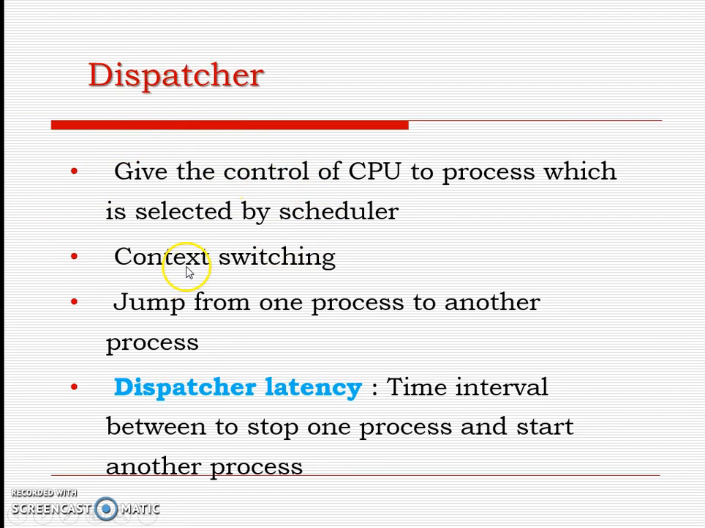Another important task of the dispatcher is context switching, which means switching from one process execution to another process execution. For switching, whatever is required is arranged by the dispatcher. Another one is jumping from one process to another process; whatever return address you need to handle is handled by the dispatcher.